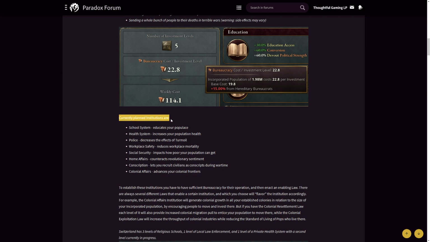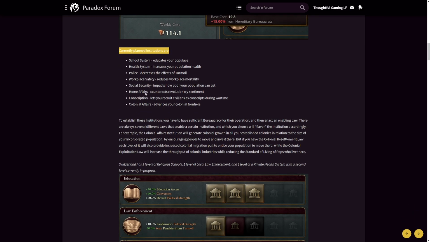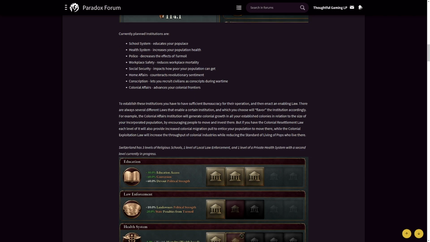Currently planned institutions here for the game are the school system, educating the populace; health system increases population health; the police decreases the effects of turmoil, but are not connected to crime. Workplace safety reduces workplace mortality; social security impacts how poor your population can get; home affairs counteracts revolutionary sentiment; conscription lets you recruit civilians as conscripts during wartime; or colonial affairs advances your colonial frontiers.